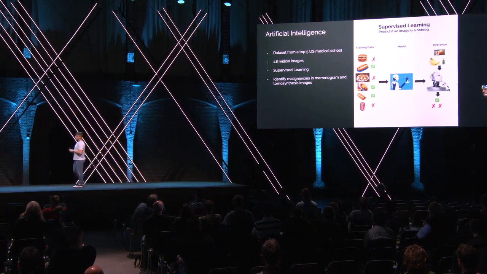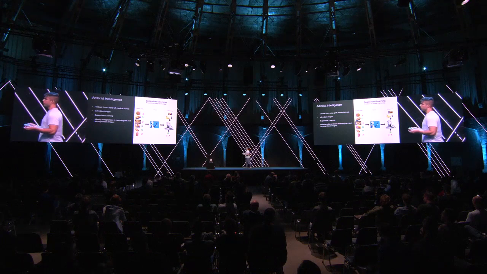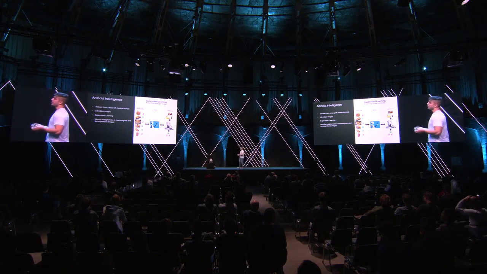But to summarize some of the work we've done, we have a data set from a top 5 US medical university. And this data set has close to 2 million images. All of these are mammogram or tomosynthesis images. So mammogram you can think of as a 2D X-ray of a breast. A tomo, or tomosynthesis image, is a 3D representation of a breast. So it's much more granular, and provides a lot more information to the radiologist.